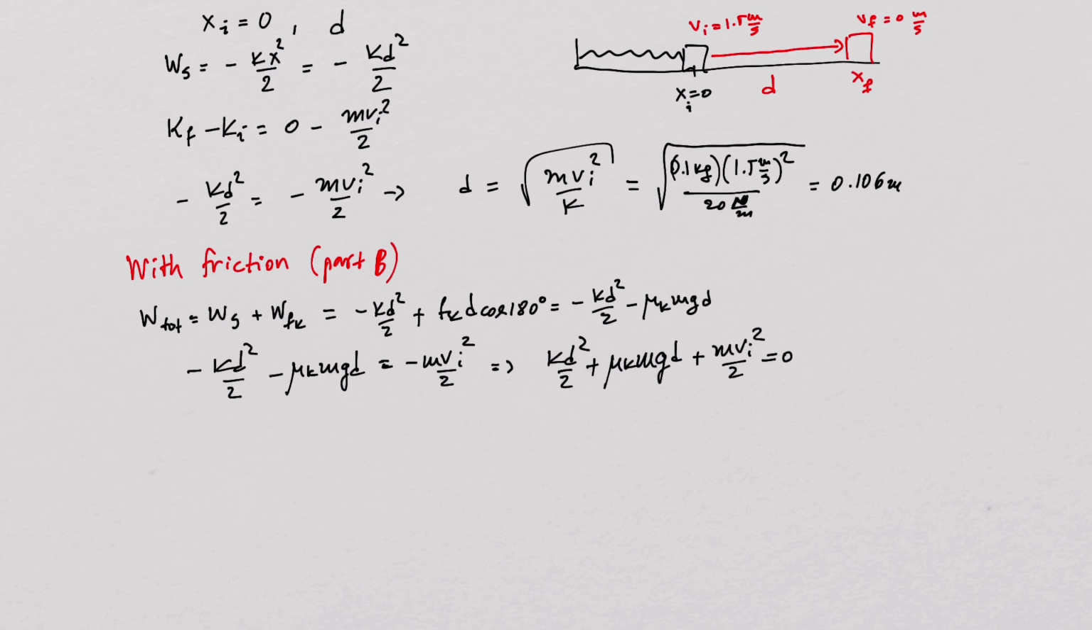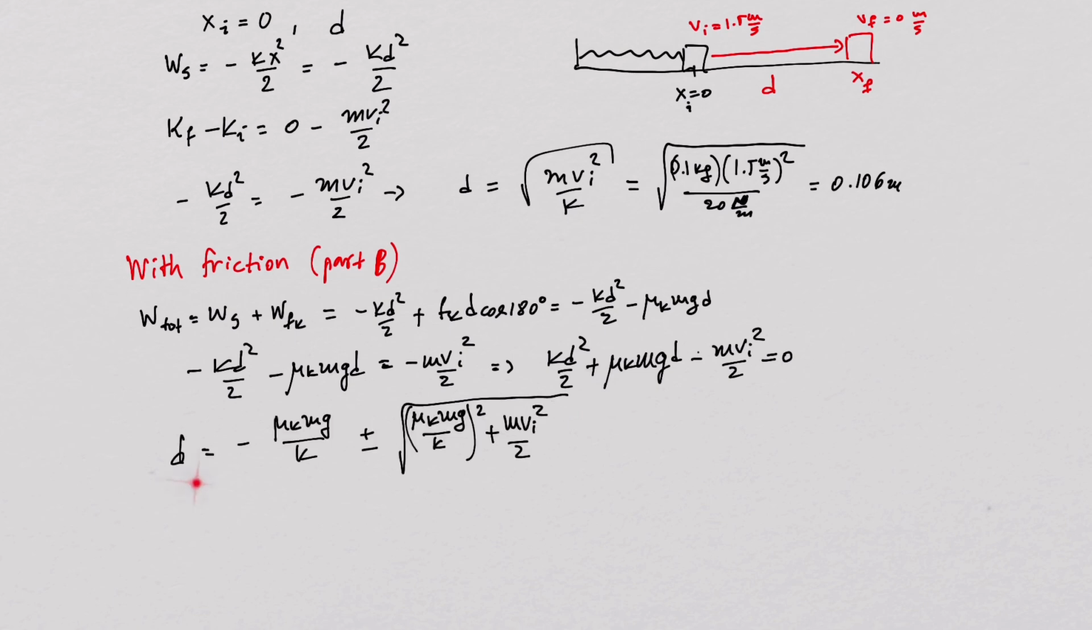gives me k d squared over 2 plus mu k m g d, and this here should be a minus m v initial squared over 2 equal to 0. I did that because since I'm solving for the distance, I noticed that I have a square dependence in this term, linear dependence in this term, no dependence in this term, so this is a quadratic equation for the distance.